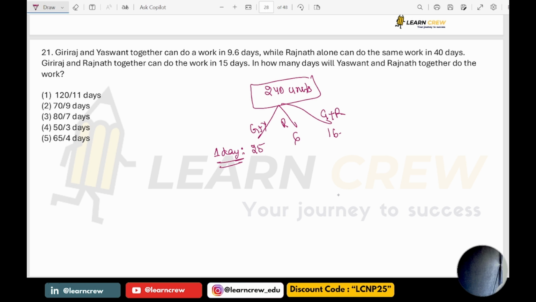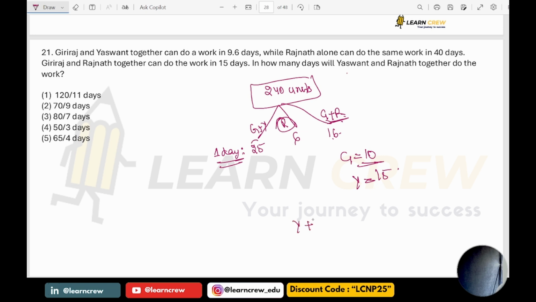So Giriraj and Rajnath together do 16. Out of this, Rajnath is doing 6, so Giriraj is doing 10. Giriraj and Yashwant are doing 25. Giriraj is doing 10, so Yashwant is doing 15. Now, what is the question asked? Yashwant and Rajnath.